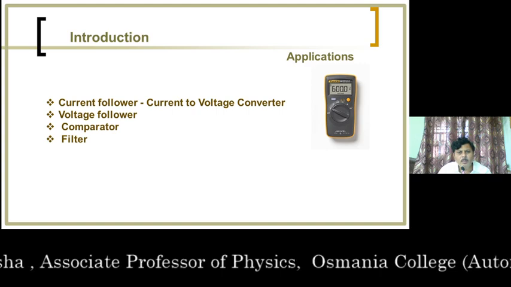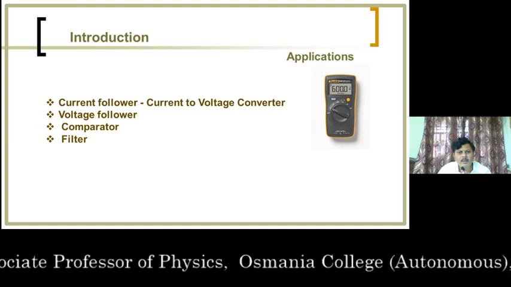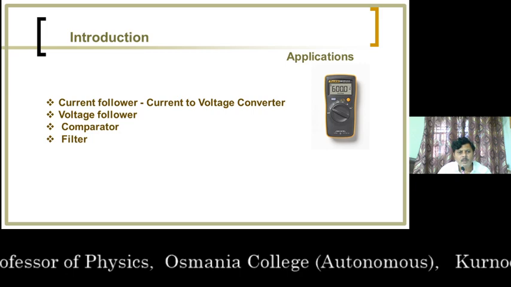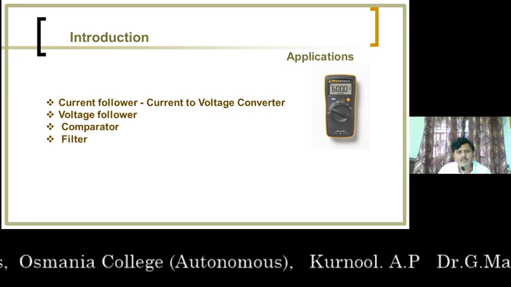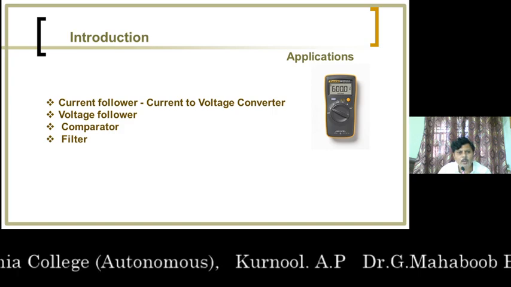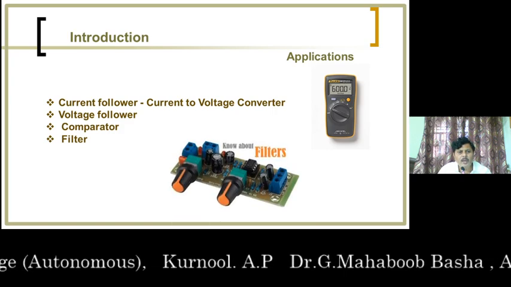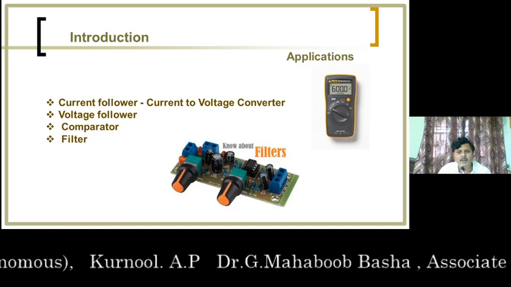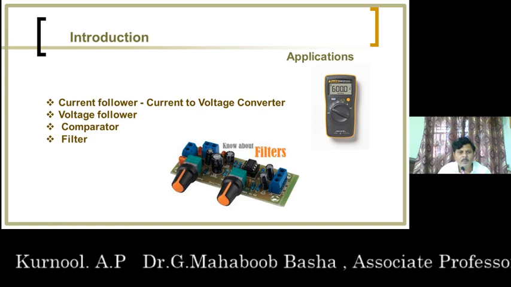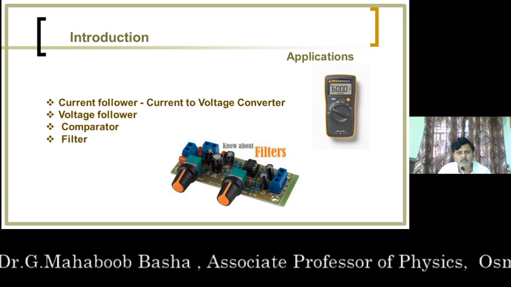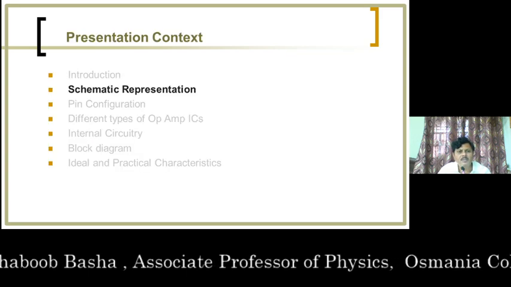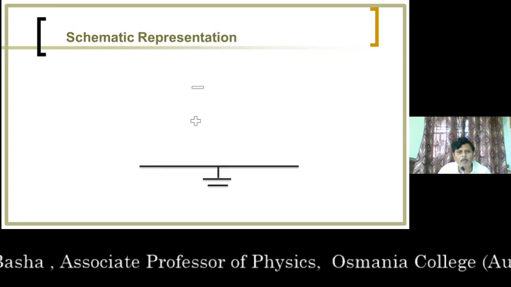A comparator circuit compares the two inputs; it is a difference amplifier. We are using this circuit in oscillators, multivibrators, and voltage regulators. Filter circuits we are using in telecommunication and radio communications. We are using IC741 as a filter circuit: low pass, high pass, band pass filters. Next we will see the schematic representation of an op-amp.